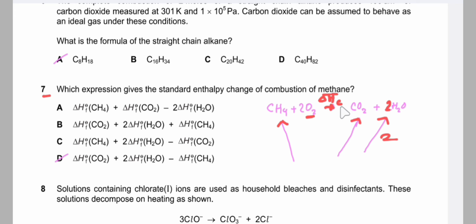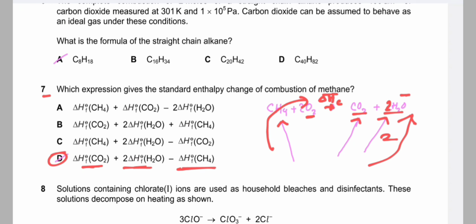So delta H of combustion would be the enthalpy change of formation of carbon dioxide plus 2 times the enthalpy change of formation of water minus the enthalpy change of formation of methane. Since methane is on the reactant side, if we place the formation of methane on the other side, we need to place a minus sign. So the correct answer is D.